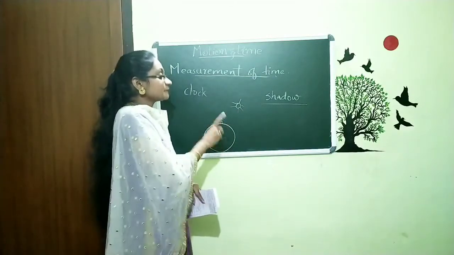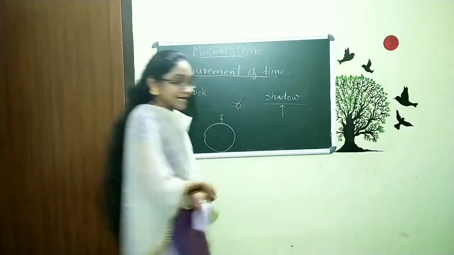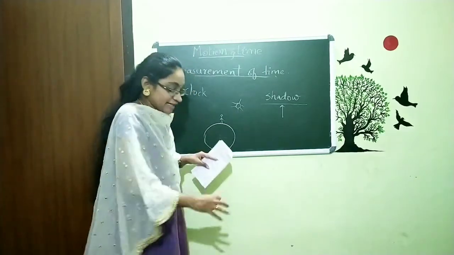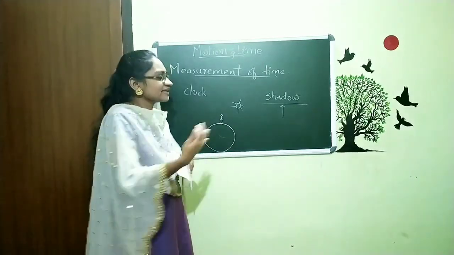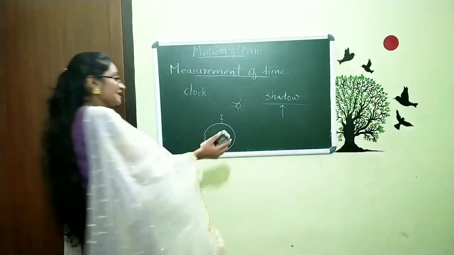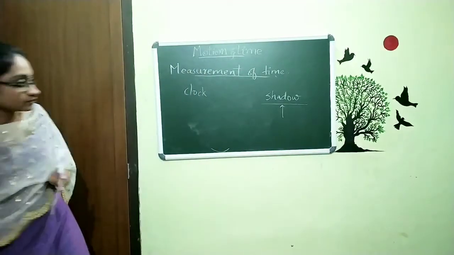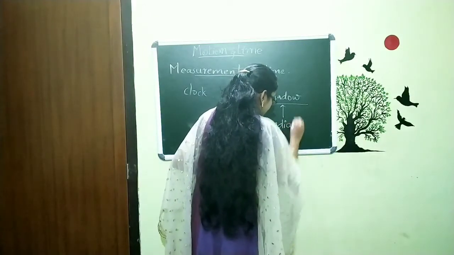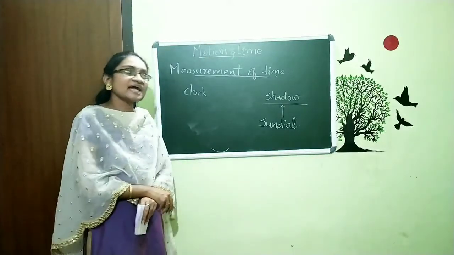And the ancient people measured the time by considering this shadow. They identified the time by looking at the shadow. At some time the shadow is small, at some time the shadow is big, and they identified the time. So, by considering the shadow, they used a device called a sundial. Sundial. This is a device used to measure time in the ancient period.